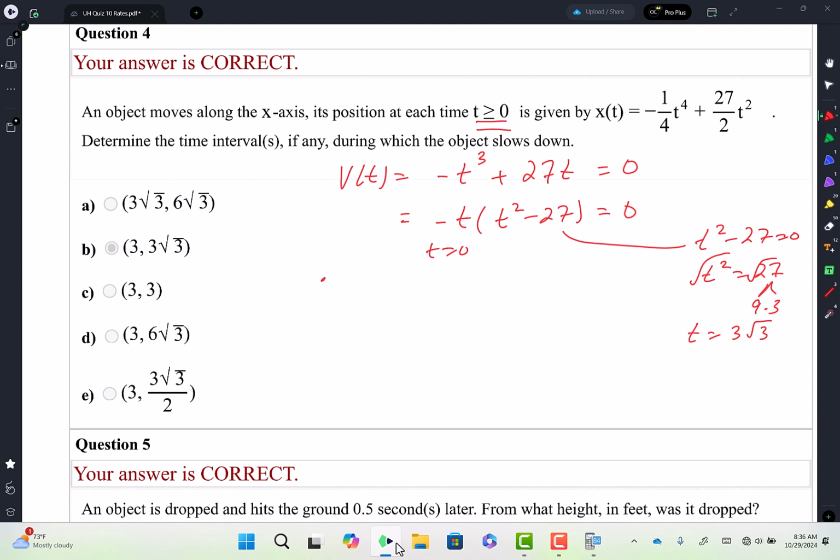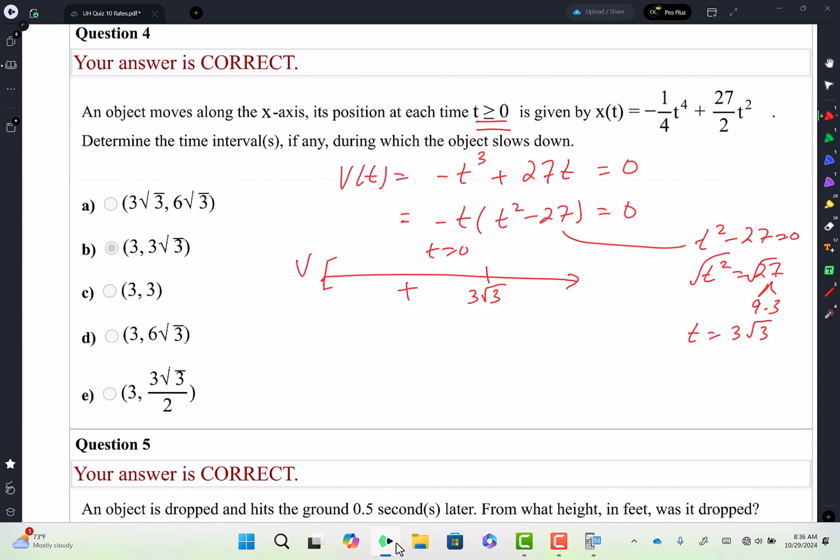So here's my velocity graph. This is velocity. And I'm going to put a little marker there. All you care about is positive or negative, guys. All you care about is positive or negative. If I plug in a 1, 1 squared minus 27 is negative. A 1 on the outside is negative. Negative times a negative is a positive.